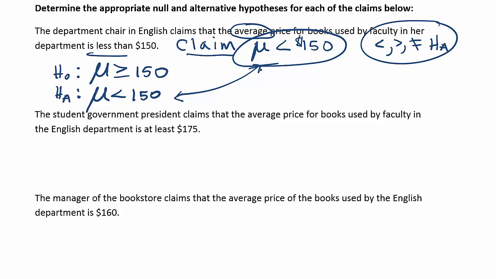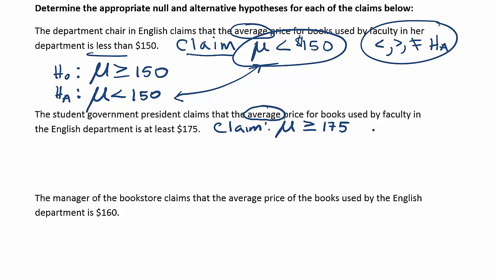Okay, let's look at the second one. It says a student government president claims that the average price for books used by faculty in the English department is at least $175. So what does that mean? Well, if I said you needed at least a C to pass this course, it would mean you needed a C or better, or a C or higher. So that means they're saying that the mean, the average, right? So the mean is at least 175 means greater than or equal to 175, right? Because at least is the same thing as saying greater than or equal to.